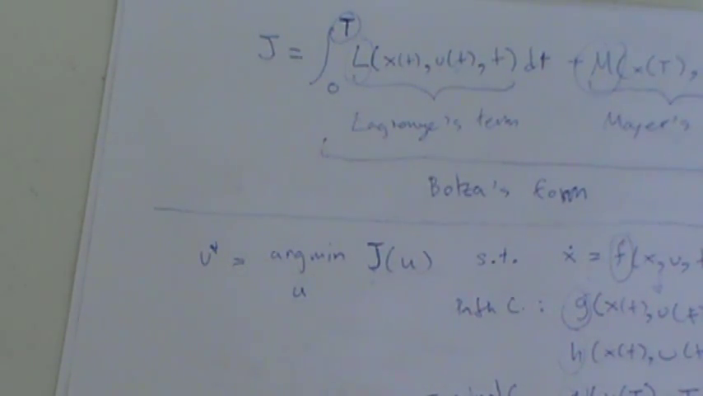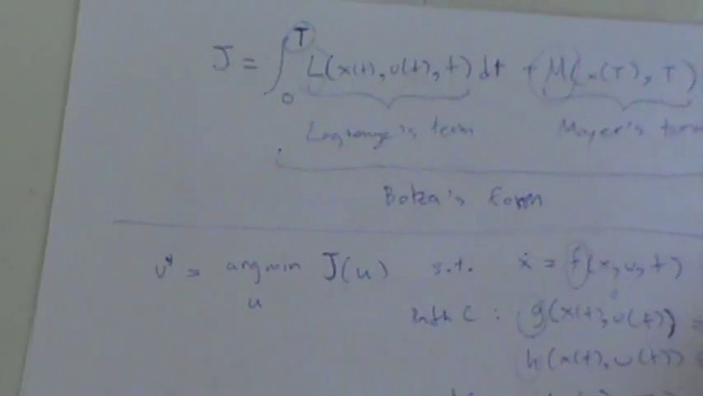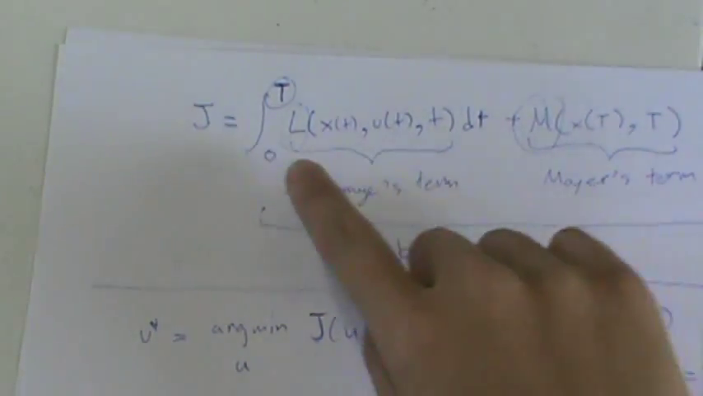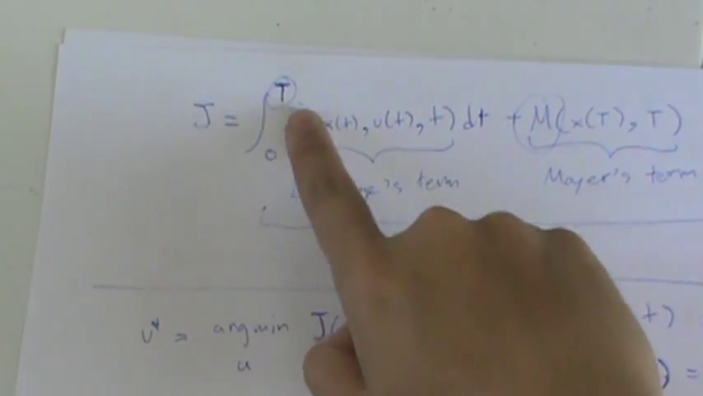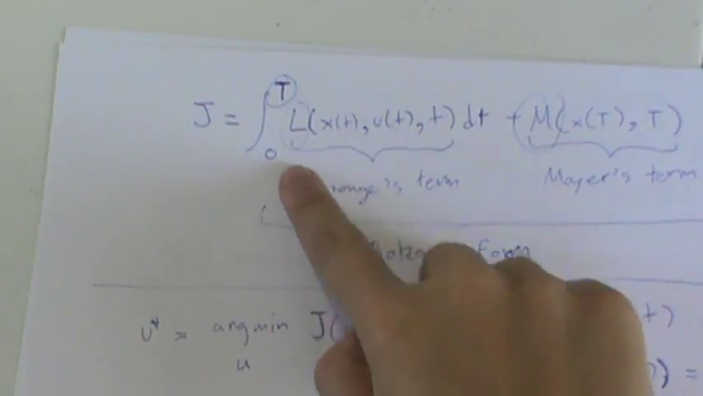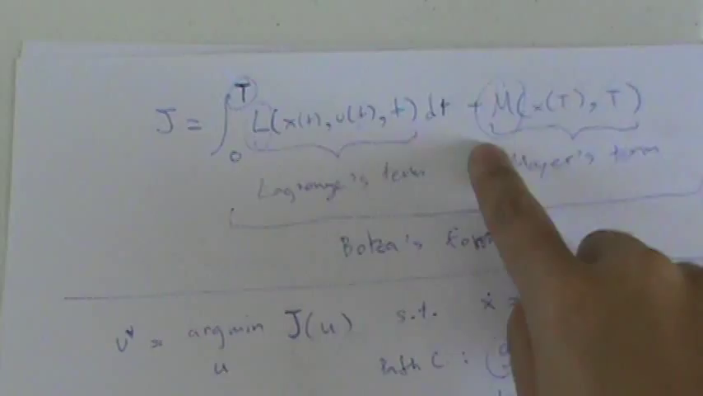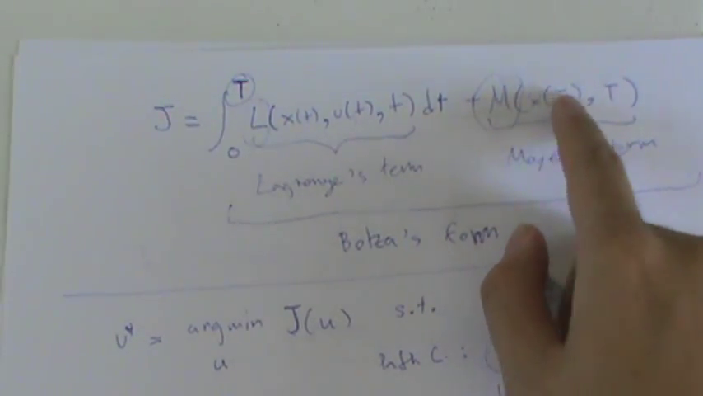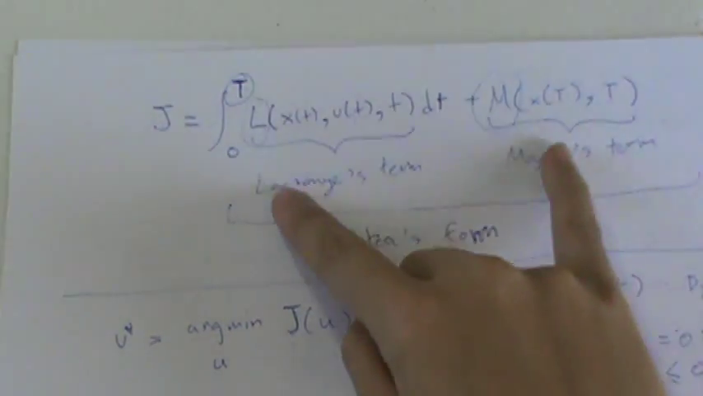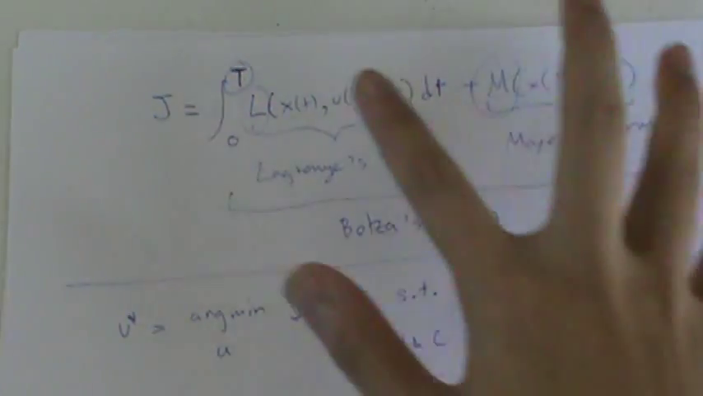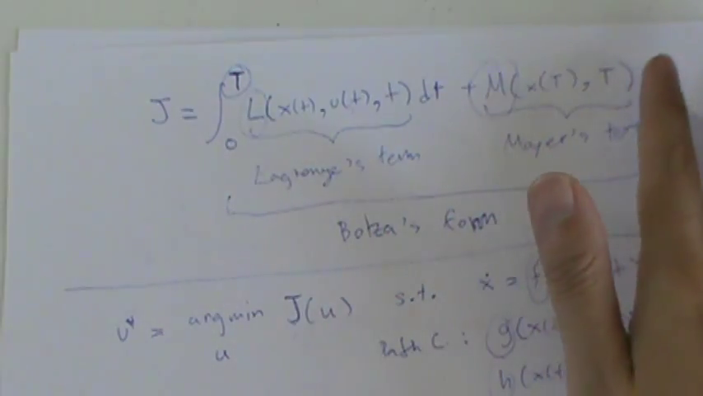So let's start with something that we did in the past. Let's look at the control problem formulation. Here's the Boltzmann form. We have the cost function equal to the integral from 0 to capital T of this Lagrange term plus the Mayer's term, which is the term evaluated at the end of time capital T. Together we have this Boltzmann form, and this is the cost function only.